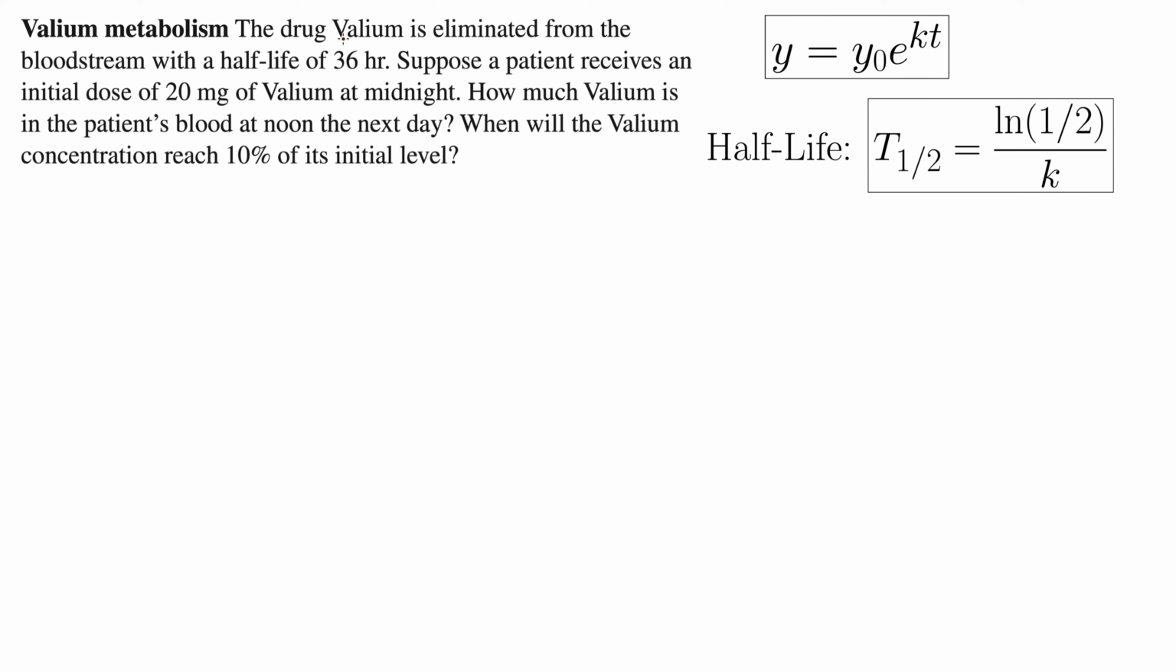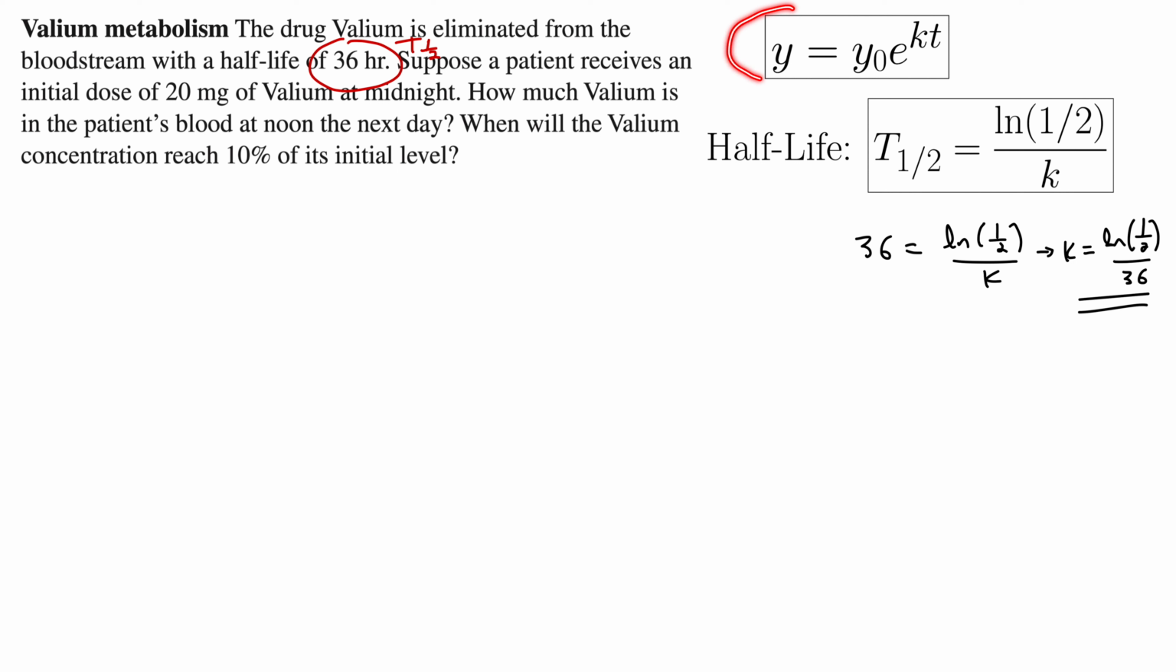So let's see, it gives us 36 hours. That's going to be t sub 1 half. That's our half-life right there. So to solve for k, we have 36 equals natural log of 1 half all over k. So k must be natural log of 1 half over 36. All right, that will be useful.